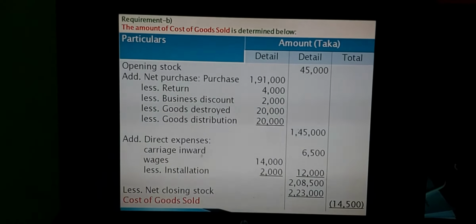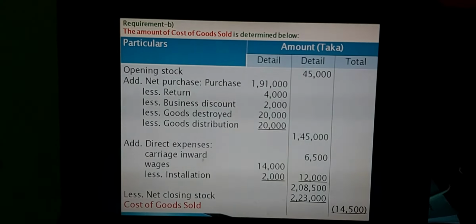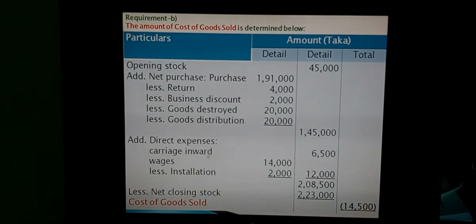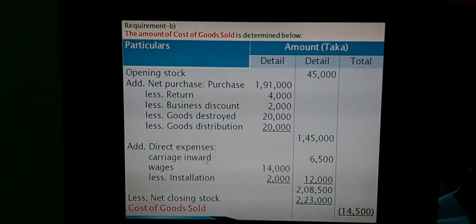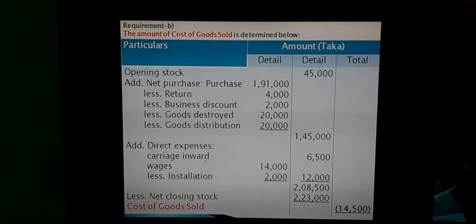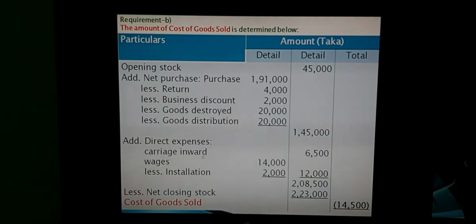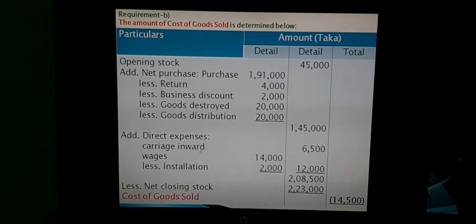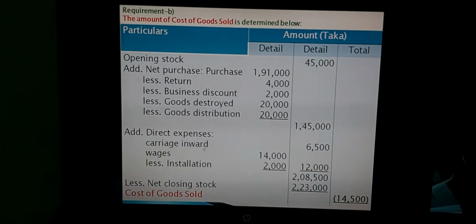Add net purchase. How to find out the net purchase amount? At first you have to write the amount of purchase from the trial balance, 1,91,000, and from the purchase amount you deduct, first, the return credit item 4,000, that is the purchase return. Another one is available in the trial balance, business discount in credit, that is the purchase discount amount. The purchase discount amount is to be deducted from the purchase amount.